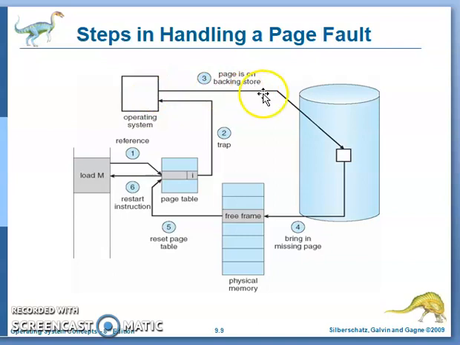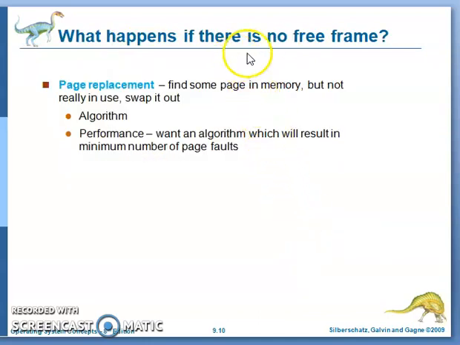The operating system brings the particular module M from secondary memory to the physical memory. That will be loaded in a free frame, and the page table is updated using this frame number, and the instruction is restarted. These are the steps to handle the page fault. What happens if there is no free frame?